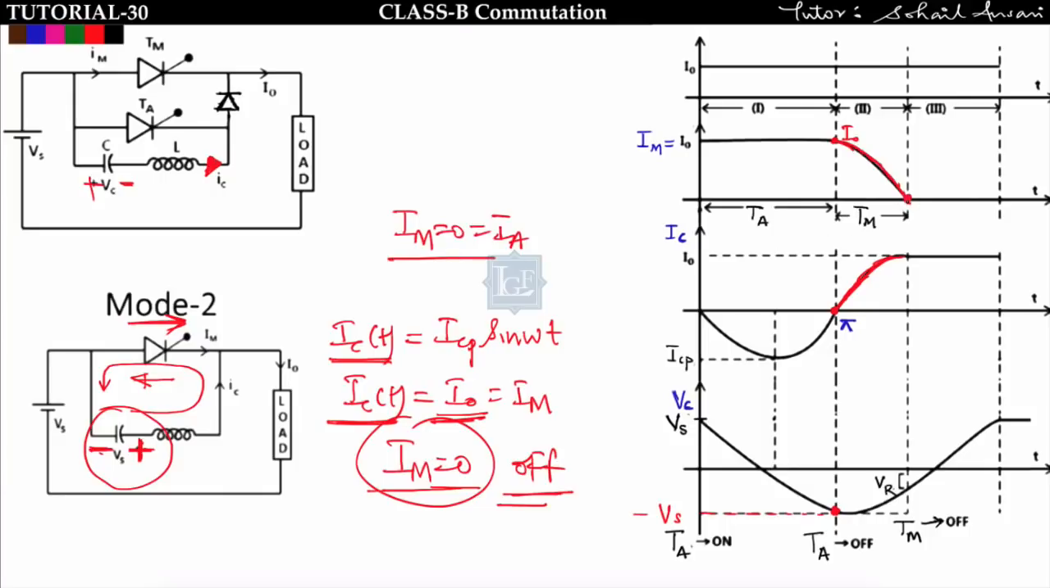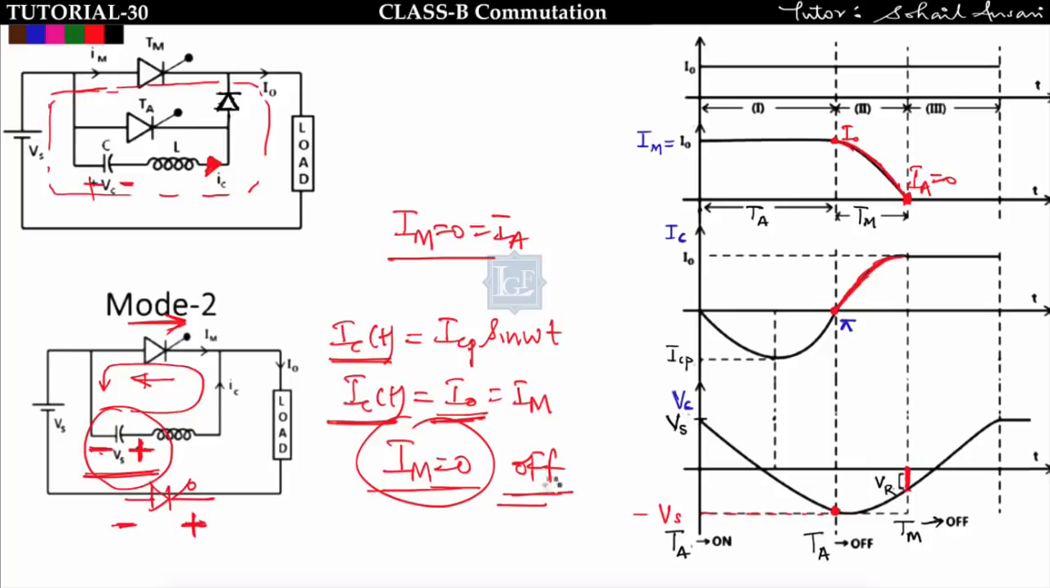So the moment when IM will be 0, this thyristor will be in off state. Here anode current is 0 and capacitor voltage is minus VR, so it will go into the off state. Are you getting me? So in this way, these commutating elements, main auxiliary thyristor, capacitor, inductor and diode, this is the commutation circuit. So this commutation circuit will force the SCR to go into the off state by supplying the current opposite to the main current such that the anode current across the thyristor will become zero. In this way mode 2 works.